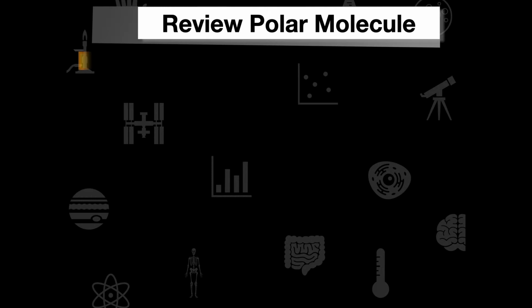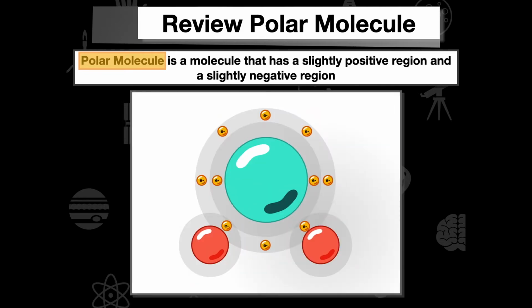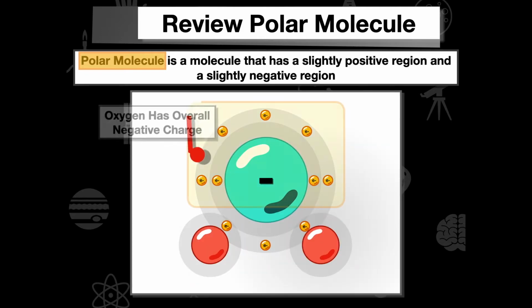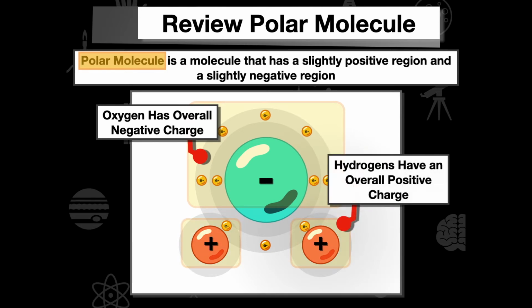So what we're going to do again is review what a polar molecule is. A polar molecule is a molecule that has a slightly positive and slightly negative region. Remember, oxygen has an overall negative charge, and at the bottom, the two hydrogens have an overall positive charge. You should know this by now. Please make sure we understand that as we move into this video.